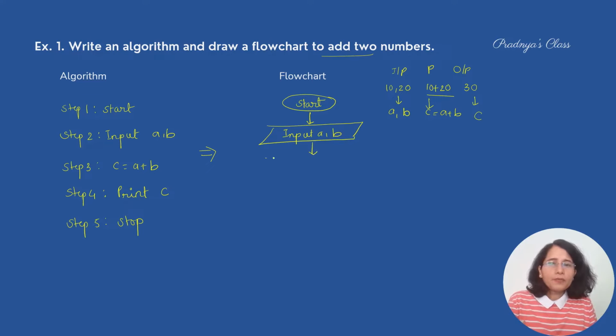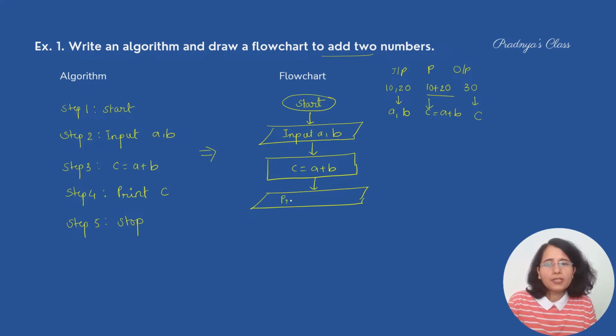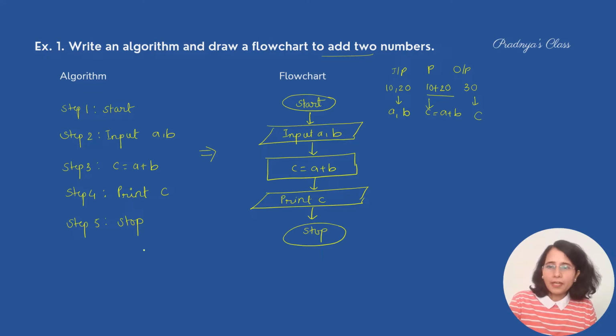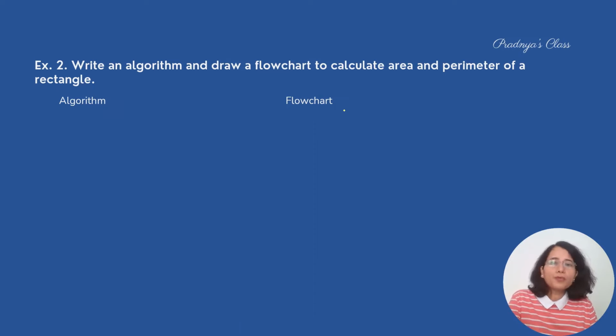Now proceed. Next step is the processing. For processing we need to take a rectangle. So the statement is C is equal to A plus B. Now we have to print the result. So for that also we use a parallelogram. Write the instruction here, print C, and the last step is stop. For start and stop we have to use the oval shape. So in this way we wrote the algorithm and we drew the flowchart also. So let's take one more example.